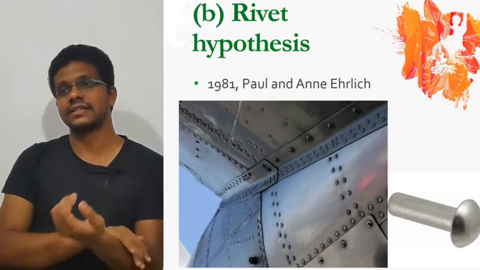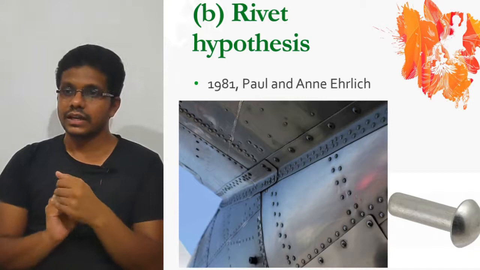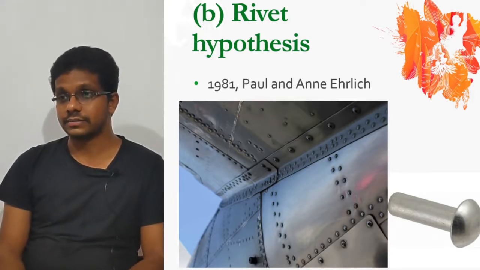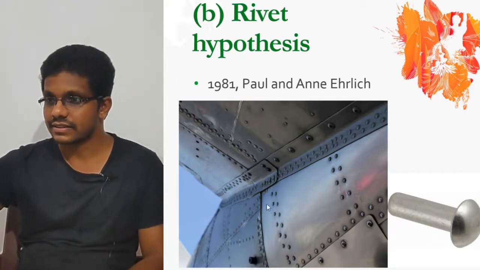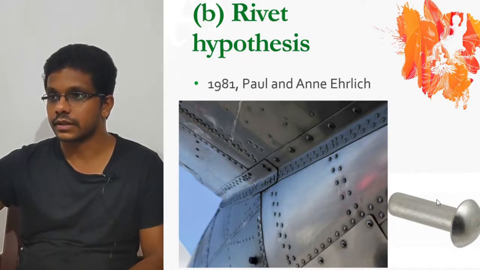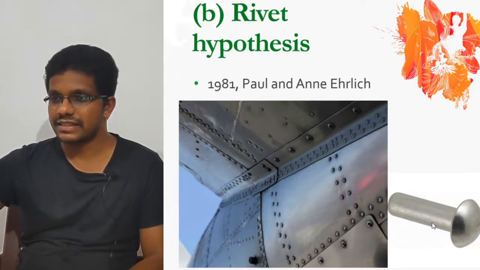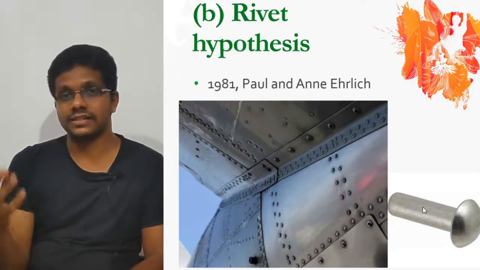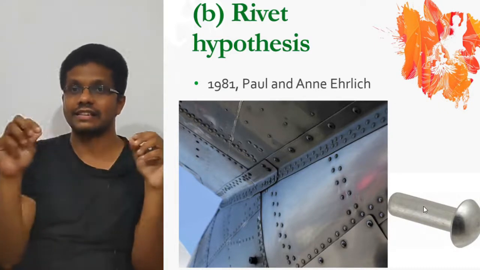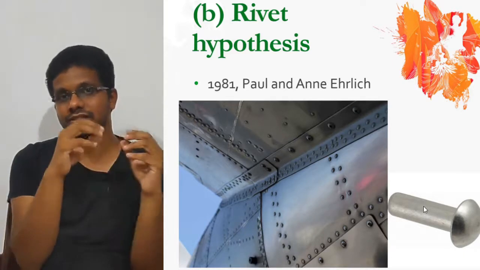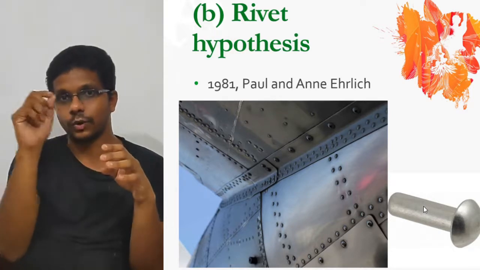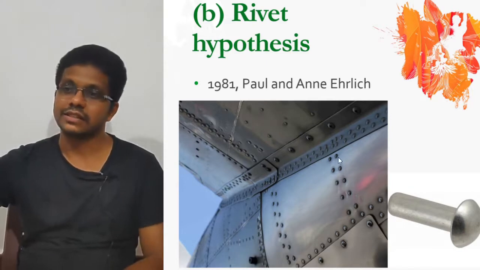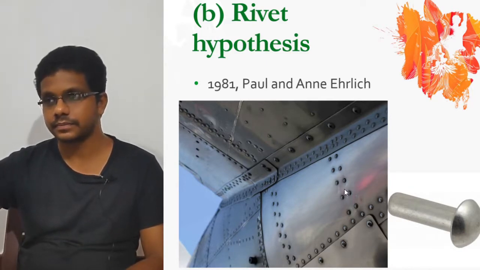The next hypothesis is the rivet hypothesis. The rivet hypothesis says that the ecosystem and species are like an aeroplane and rivets. The rivet is a small metal bolt which is used for holding together different metal plates, and it is mostly seen in aeroplanes because aeroplanes are made up of aluminum. It is very difficult to weld and join metal plates in aluminum because it is more sensitive to heat. So in aeroplanes, if you take a close look, there are small dots there. The dots are actually these rivets which are used to hold the plates together.